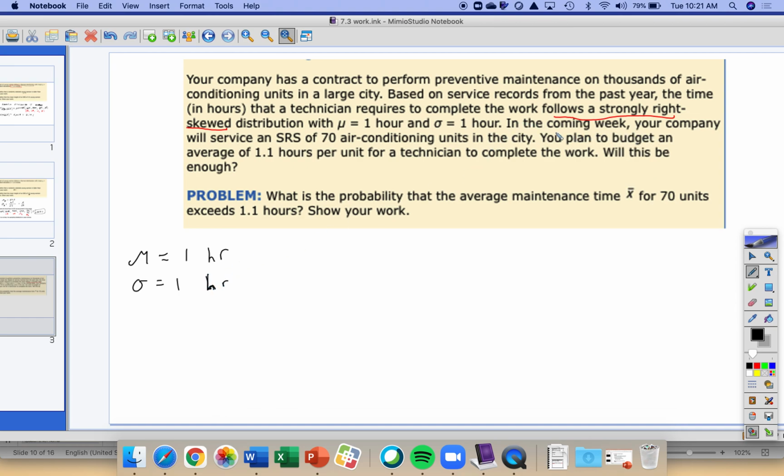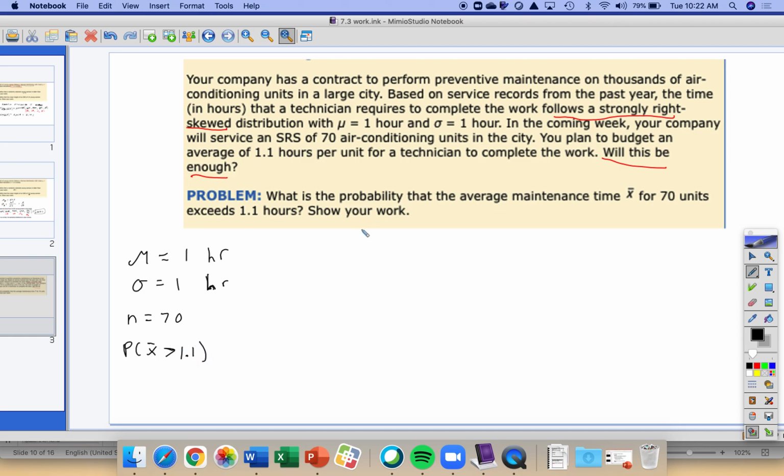Okay. In the coming week, your company will service a simple random sample of 70 air conditioning units in the city. So I know I'm going to take a sample size of 70. You plan to budget an average of 1.1 hours per unit for a technician to complete the work. Will this be enough time? Is 1.1 hours enough? Well, let's find out. What is the probability that the average maintenance time, X bar, for the 70 units exceeds 1.1 hours? So our task is to find the probability that X bar is bigger than 1.1.